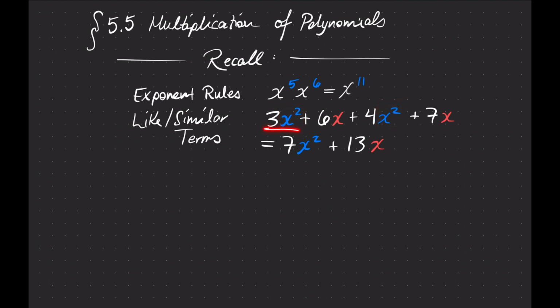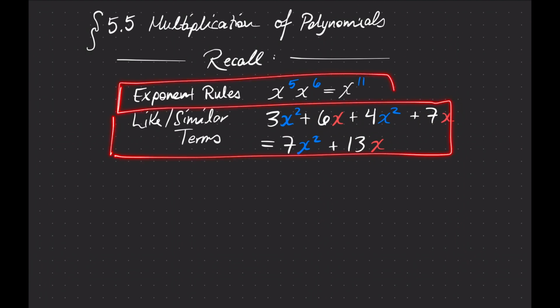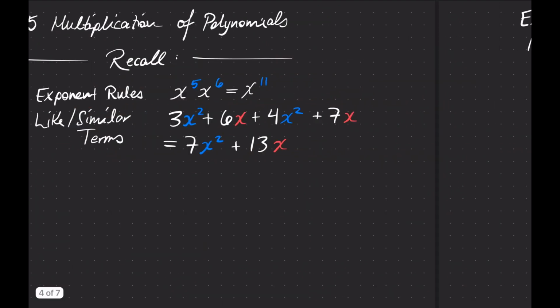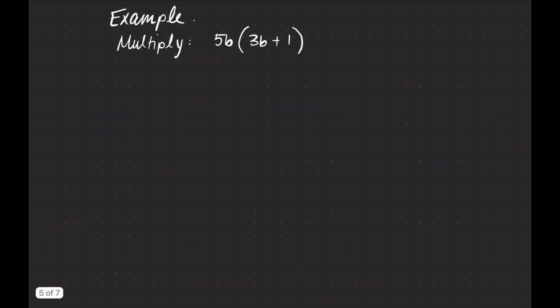You guys can see here, I had 3 x squareds here and then 4 over here. I added them together to get 7. Same thing for these guys. I had 6 red x's, another 7 over here, added them together to get 13. So same kind of business. Remember your like terms as we move forward, and your exponent rules is probably what we're going to use the most today.